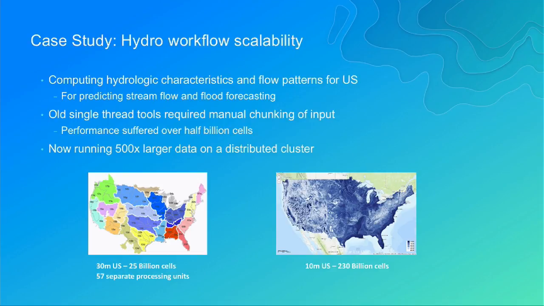Previously, even for the 30-meter United States digital elevation model, there are 25 billion cells and 57 separate processing units. Even doing that took a really long time before. But now, we have done a test to run the entire United States digital elevation model at 10-meter resolution. That's 230 billion pixels. And we can achieve that in a week. That's like a 500 times larger data set on a distributed cluster.